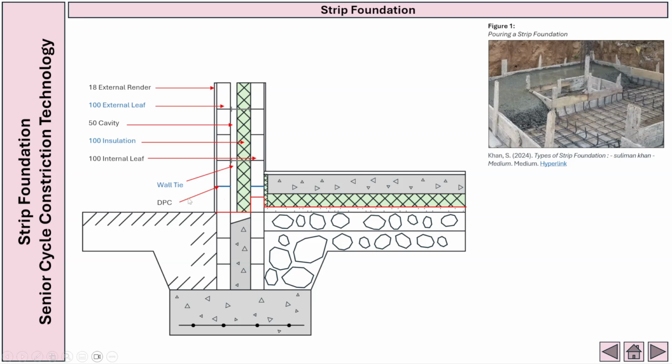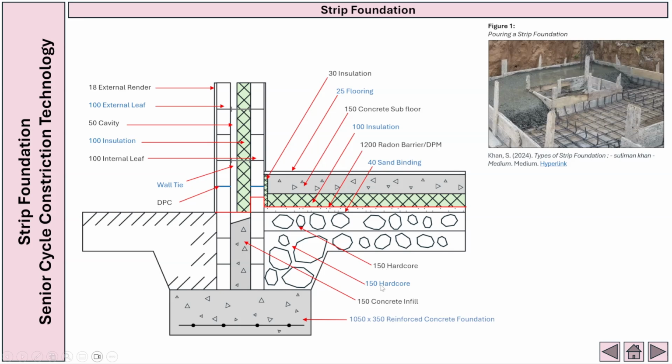Once you have done all of that, we can start labeling in our features for the strip foundation. So here we've got our external render, external leaf, our cavity, insulation, and then internal leaf. And here we've got our wall tie and our DPC, or our damp-proof course. Then we're followed on with our 30 insulation, 25 flooring, concrete subfloor, our insulation, our radon barrier, which is 1200, and our 40 blinding. And then lastly, just down here, we've got our hardcore, our concrete infill just over here, 150 millimeters. And then we have got our 1050 by 350 reinforced concrete foundation.